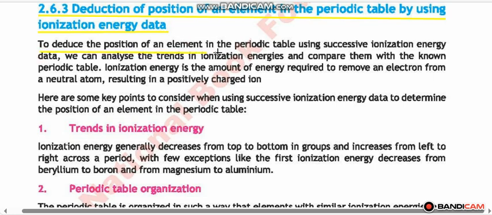To deduce the position of an element in the periodic table using successive ionization energy data, we can analyze the trend in ionization energies and compare them with the known periodic table. The ionization energy is the amount of energy that is required to remove an electron from a neutral atom, resulting in a positively charged ion. Here are some key points to consider when using successive ionization energy data to determine the position of an element in the periodic table.